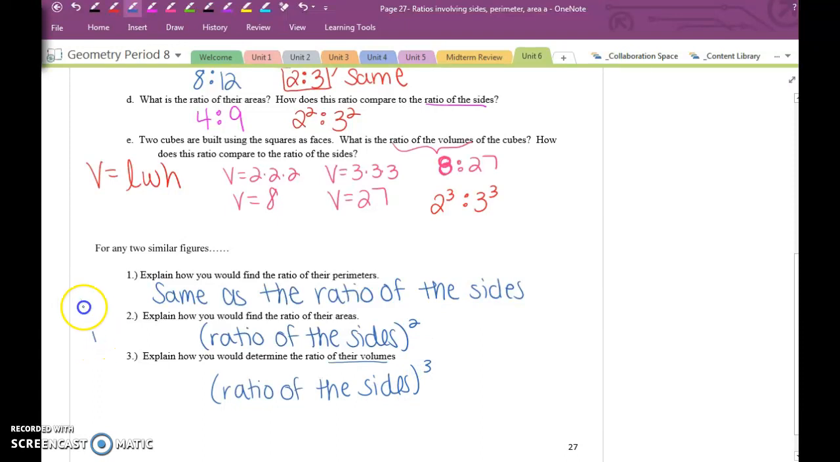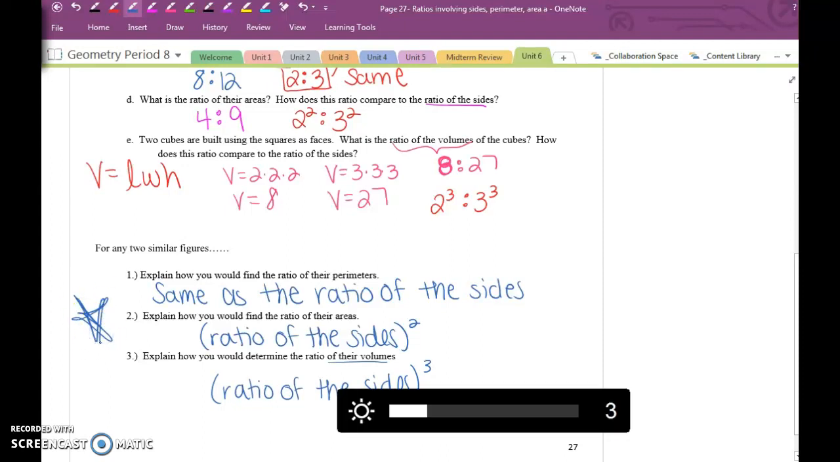And this part, the bottom part, you're going to want to remember this. Put a little star next to that. And then you are ready to try the practice on the next page.